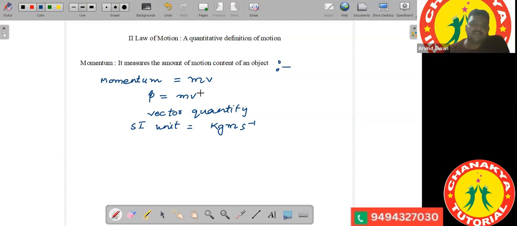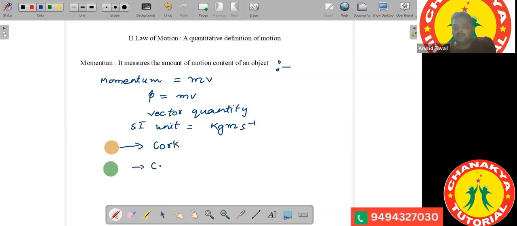Okay. So the SI unit is kg meter per second. And if you want to understand what momentum is, let us consider two objects, two balls. This is a cork ball, which I hope all of you have seen, the cricket cork ball. And this is a Costco ball. If you throw both balls with the same velocity v, let us say both have the same velocity v.